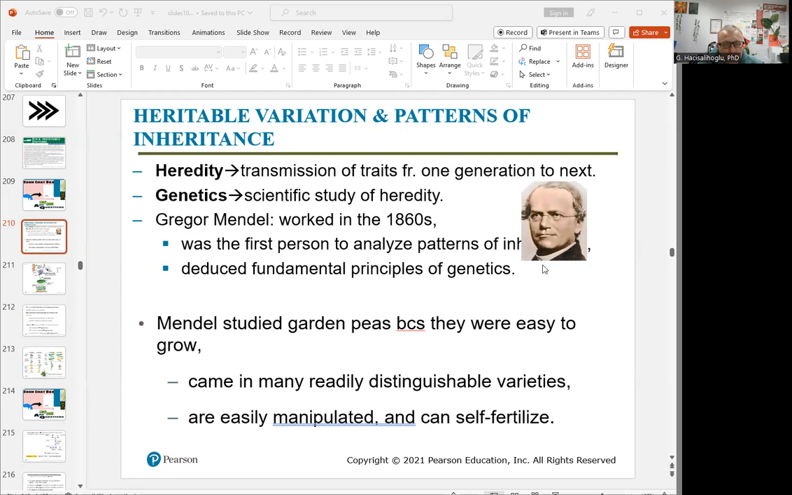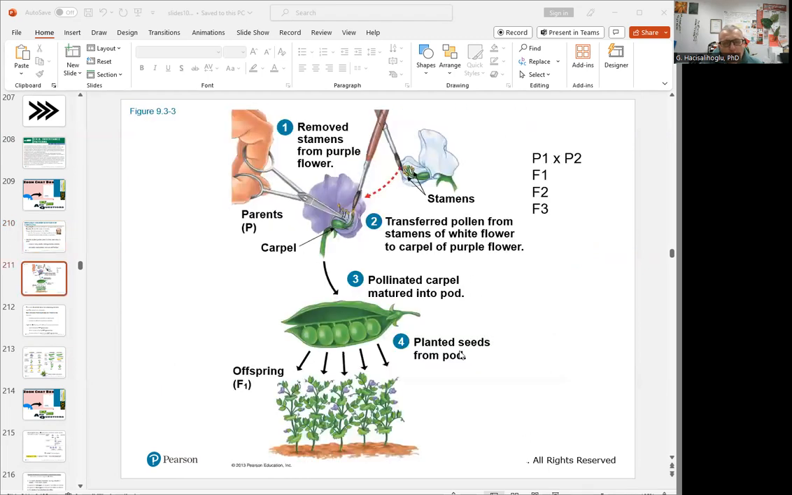Then he came up with these principles. He worked with a plant called garden peas as his model system, and there were so many varieties, a good variation in terms of flower color, seed shape, and so many other things that he could work with. You see here a picture of pea plants.